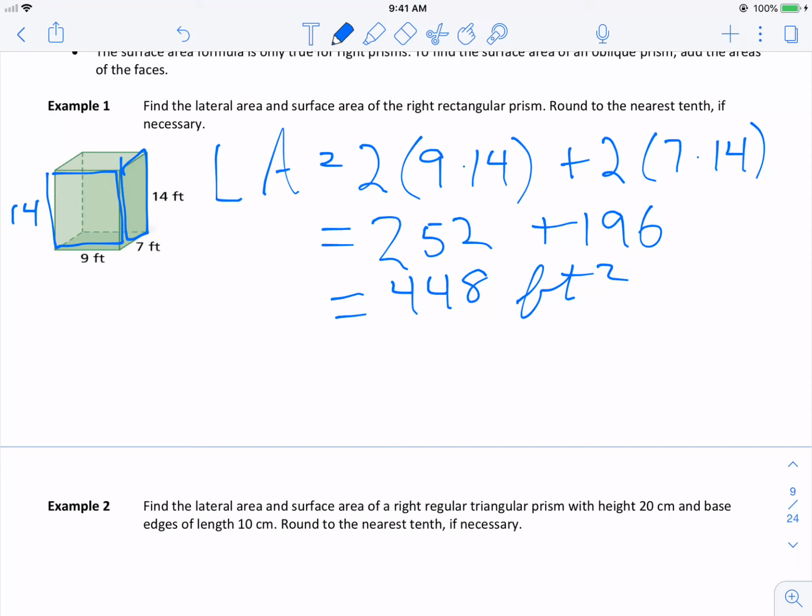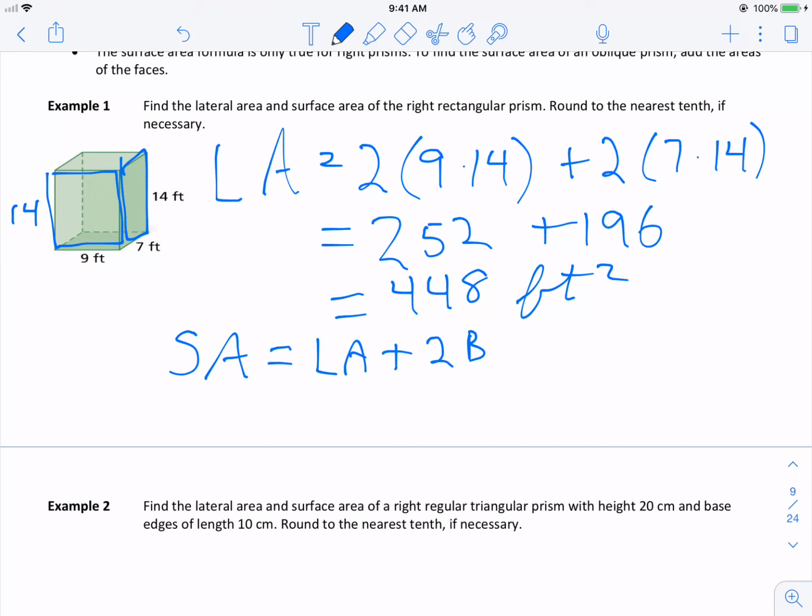We have one remaining thing to do to calculate the full surface area. We know that surface area is lateral area plus the area of the two bases. So the two bases are the top and the bottom faces. Again, bases do not have to be top and bottom, but typically that's what we think of. So the dimensions of the bases here are 9 and 7.